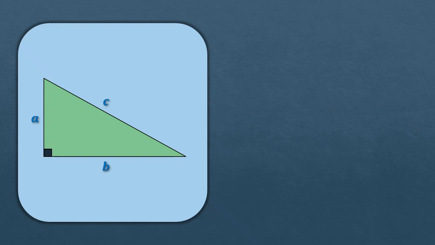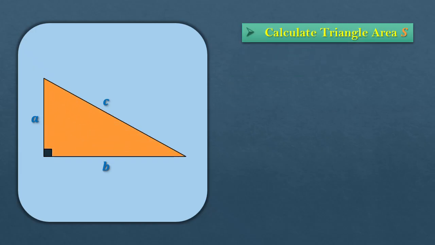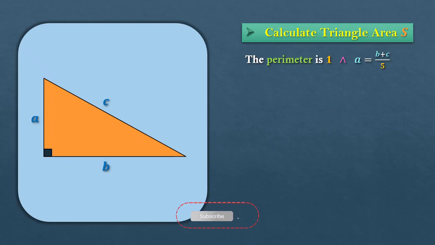In this video, we explore a right triangle whose side lengths are denoted as A, B, and C, where A and B represent the lengths of the two legs of the triangle. Our goal is to determine the area, denoted S, of this right triangle. We are given that the perimeter of the triangle is equal to 1, and that the length A is equal to the quantity B plus C divided by 5.